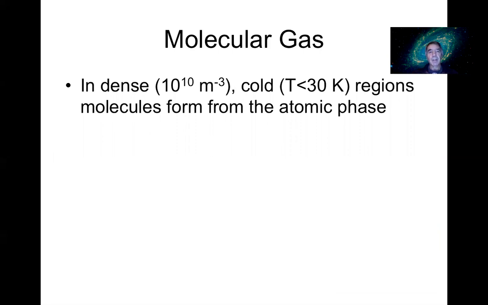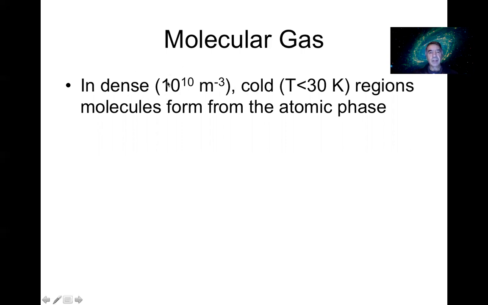Now, to form molecules, you've got to somehow bring two atoms, like two atoms of hydrogen, together, make them form a molecule, but also ensure that it doesn't get broken up again. So in the conditions in space, that means we need the gas to be very cold, and we also need quite dense regions of gas in order to bring enough atoms together to form molecules. So we need dense cold gas to form molecules.